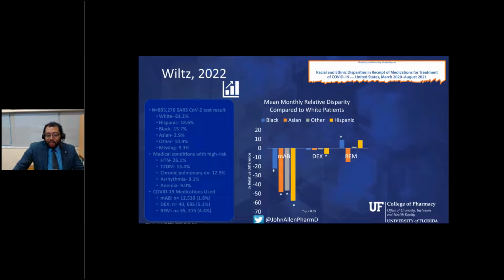You see that monoclonal antibody use was largely decreased in all racial and ethnic minority groups as compared to white patients. But monoclonal antibodies are largely given in an outpatient setting. Let's shift to drugs that are more given on the inpatient side. So dexamethasone and remdesivir.